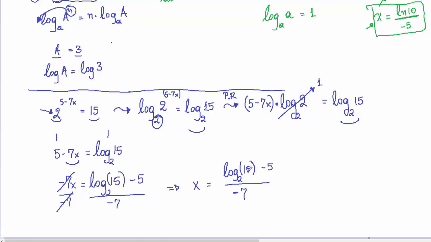Now, if you want to approximate that, as I said, this is almost 4. 4 minus 5 is going to be almost negative 1. Negative 1 divided by negative 7 will be almost 1/7. You don't need to do that, you don't need to approximate it, but it's a good idea to keep in mind that the logarithm of a number is just a number.